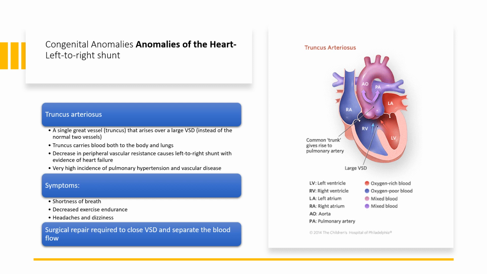Decrease in peripheral vascular resistance because they don't have very much peripheral vascular resistance. Increases the left to right shunt with evidence of heart failure. Ton of pulmonary hypertension. They have a ton of blood flow. You have your left ventricle pumping blood directly to your pulmonary arteries. They are pulmonary hypertensive. Shortness of breath, decreased exercise endurance, headaches, and dizziness. Need surgery.